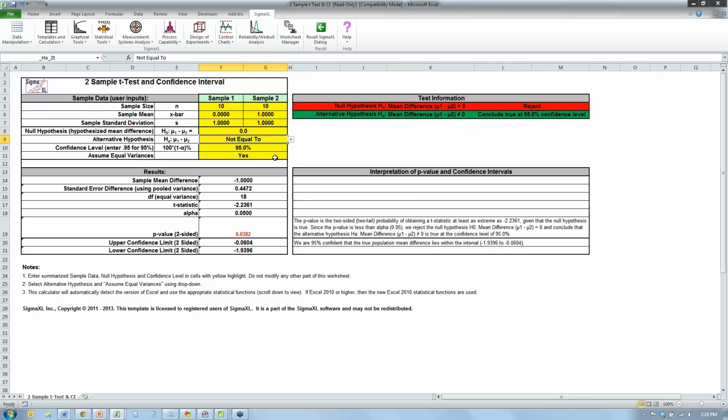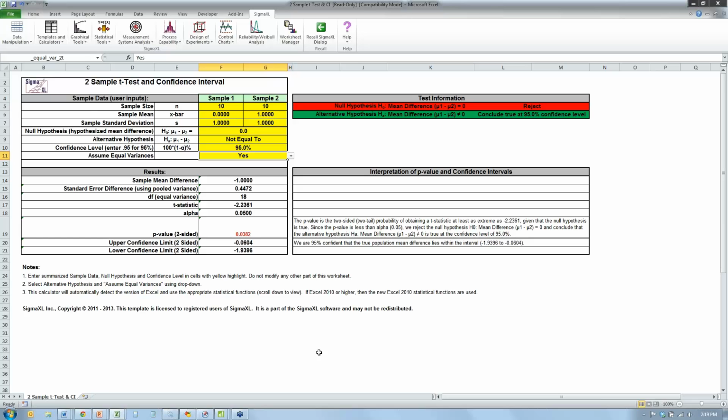And the other thing is, before we used to have two separate templates, one for assume equal variances and a different template for assume unequal variances. Now you can just select and it'll just do the calculations appropriately.